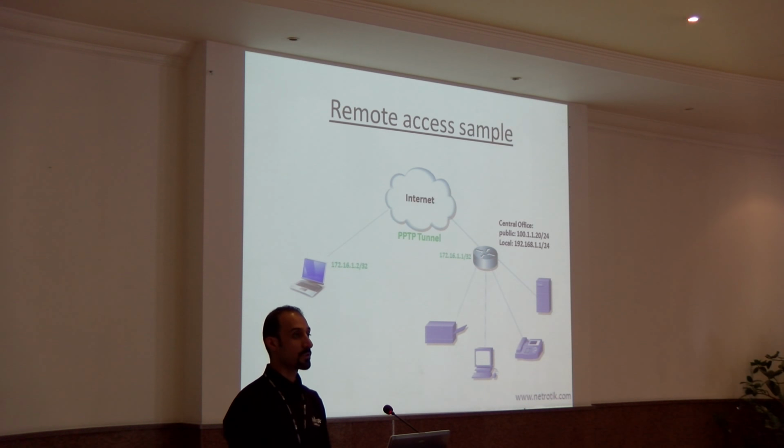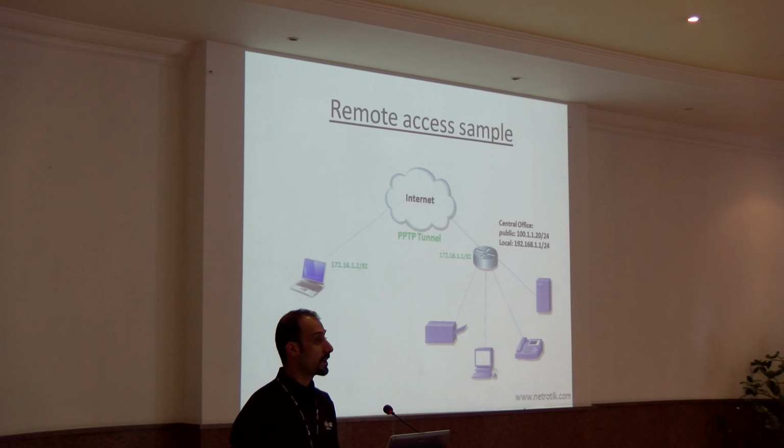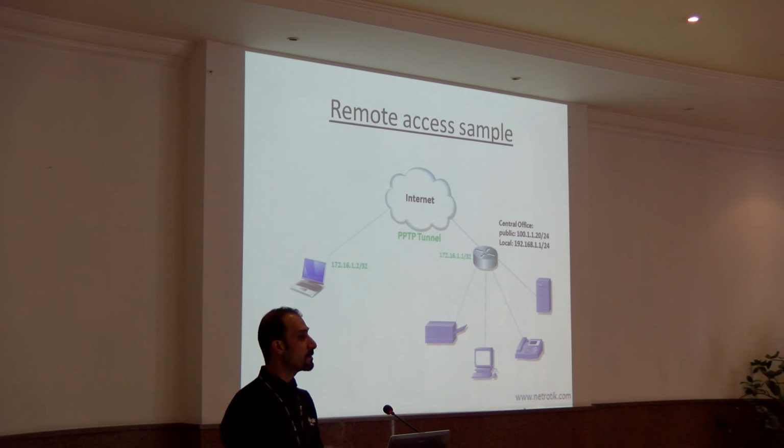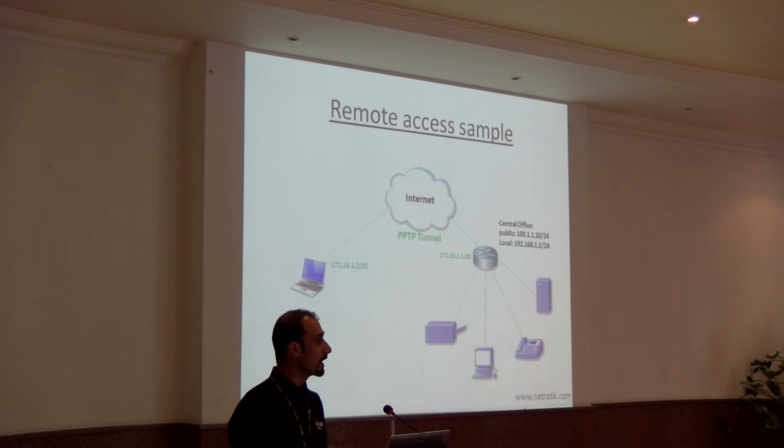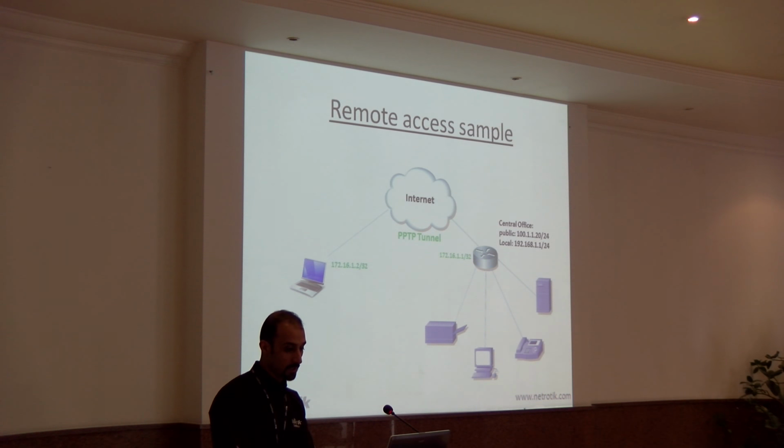Imagine that you have a staff member who needs to travel around the world with his or her laptop, his computer, and he or she needs to connect to the internet, and then needs to connect to your central office, and to your internal resources. So you can, for example, use a VPN, for example a PPTP tunnel or an L2TP tunnel, and set the connection for him to connect to the resources.